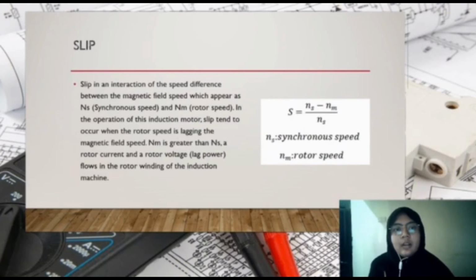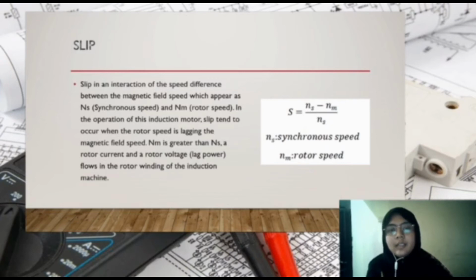In operation of an induction motor, slip tends to occur when the rotor speed is lagging the magnetic field speed. NF is greater than NS. A rotor current and rotor voltage, which lag, flow in the rotor winding of the induction machine. This is the formula for what I have been saying.